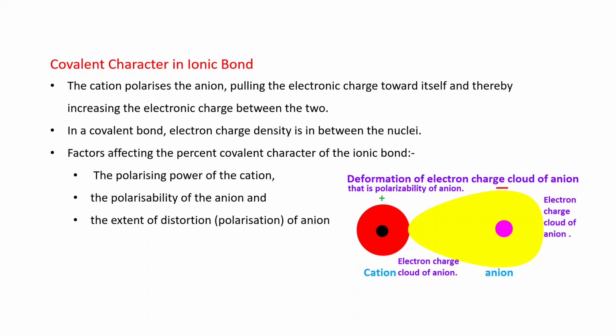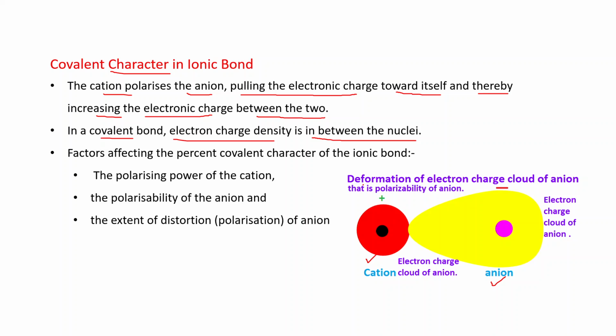Now we have discussed the polarity in covalent bonds. That is, a covalent bond has some ionic character, some polarity. Now we will discuss covalent character in ionic bonds. The cation polarizes the anion, pulling the electronic charge towards itself and thereby increasing the electronic charge between the two. We already discussed that in a covalent bond, electron charge density is in between the nuclei. Now, if we consider this ionic bond, this is cation and this is anion. This is formed by the transfer of electron.